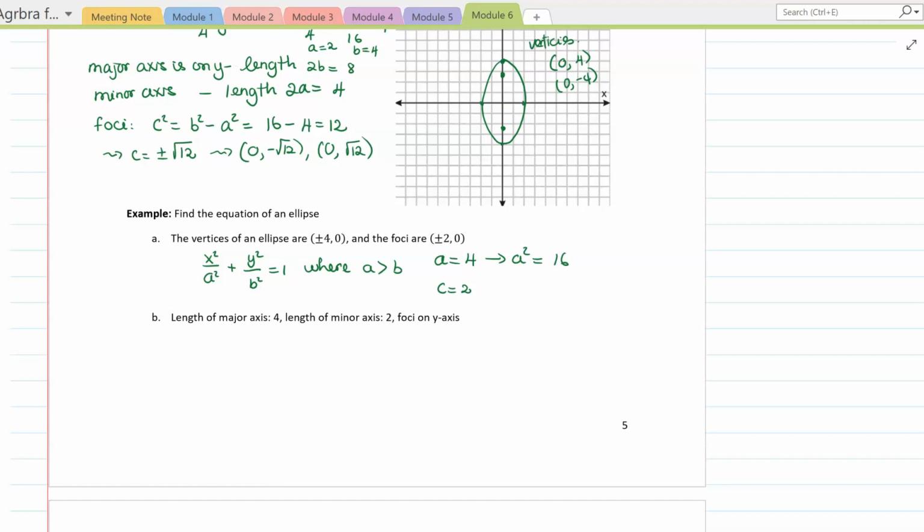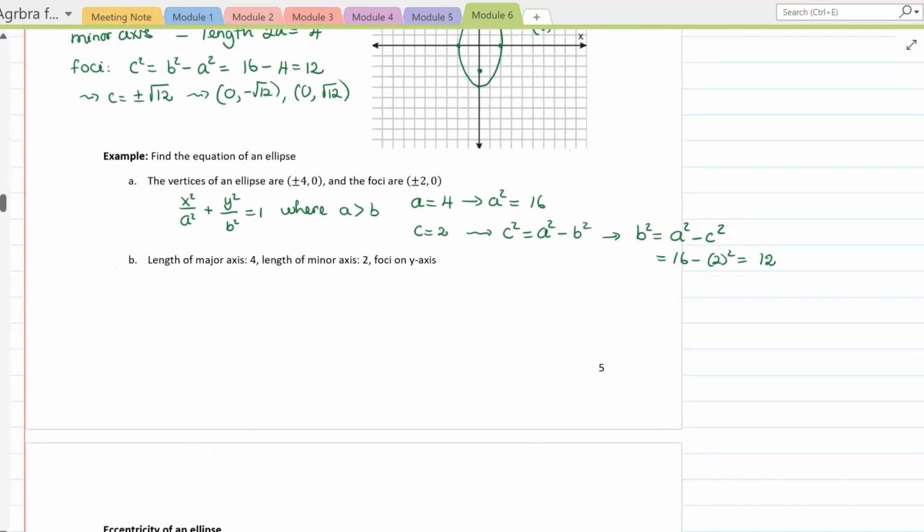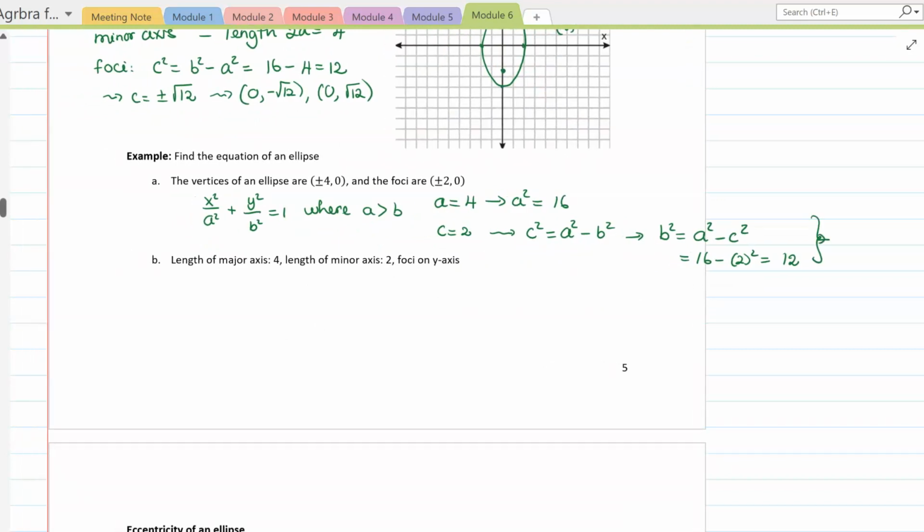Because this is the case where we have the vertices on the x-axis, c squared equals a squared minus b squared. So this tells us that b squared is equal to a squared minus c squared, and that is 16 minus 2 squared, which is 12. So b squared equals 12. With all this information, we can write the equation for the ellipse: x squared over 16 plus y squared over 12 equals 1.